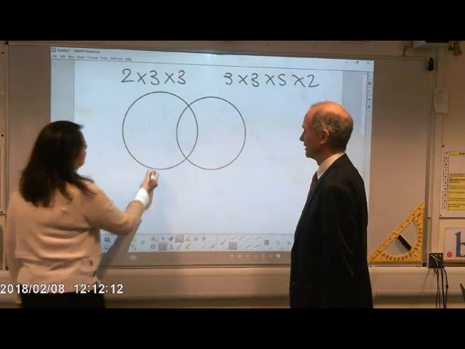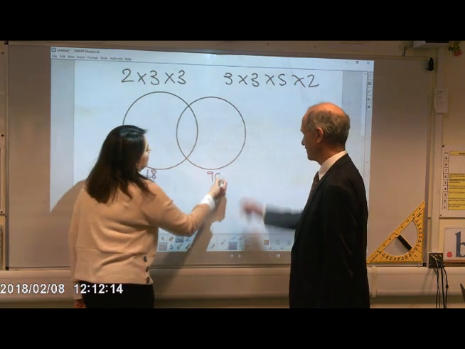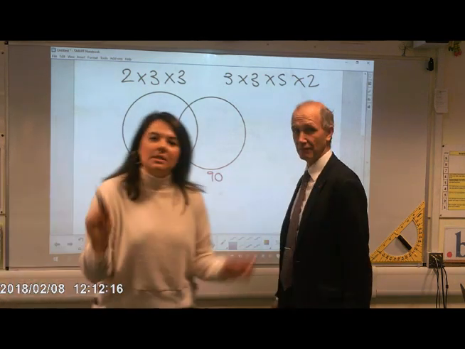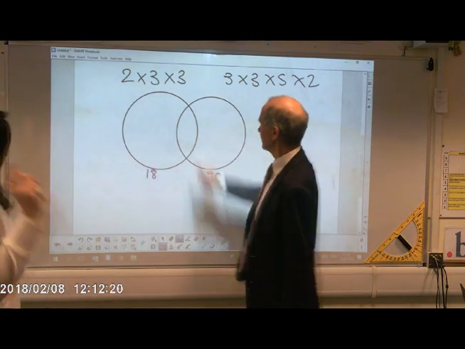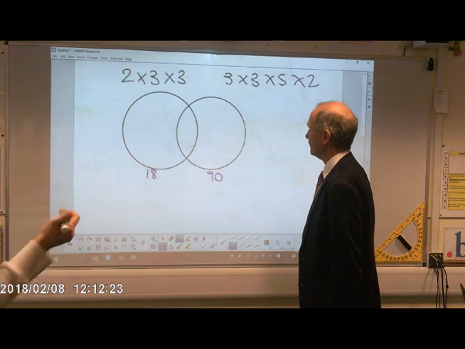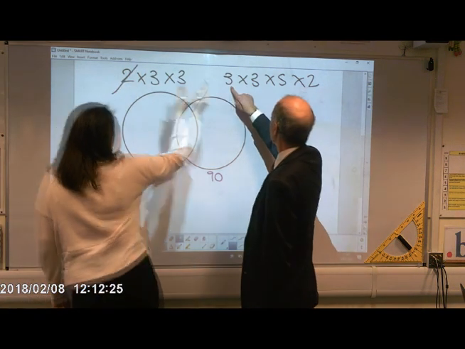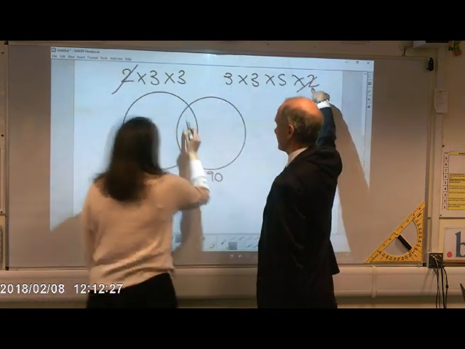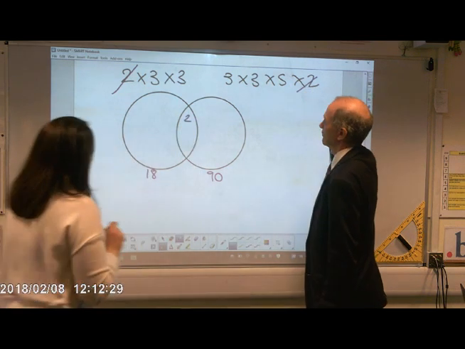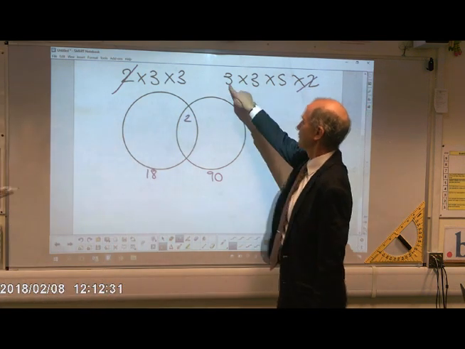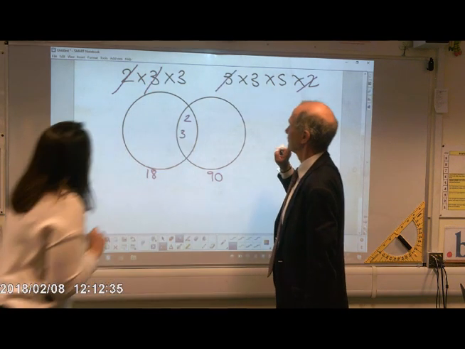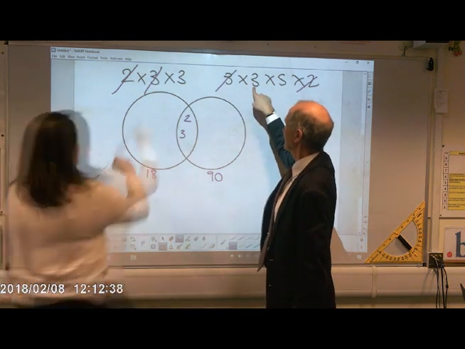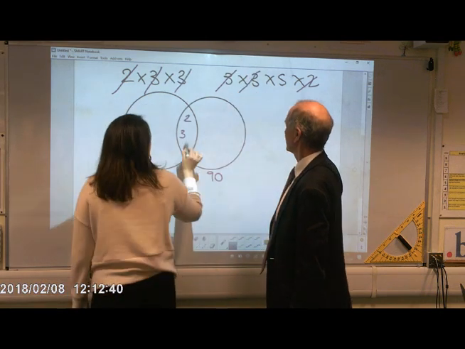We're going to label this one 18 and we're going to label this one 90. Now remember what happens. The middle of the Venn diagram, that's what they have in common. Now what do my two numbers have in common? They both have a 2, so I'm going to put 2 in the middle. What else do they both have? They both have a 3, so we can pop that in the middle. And they both have another 3, so that one can go in the middle as well.